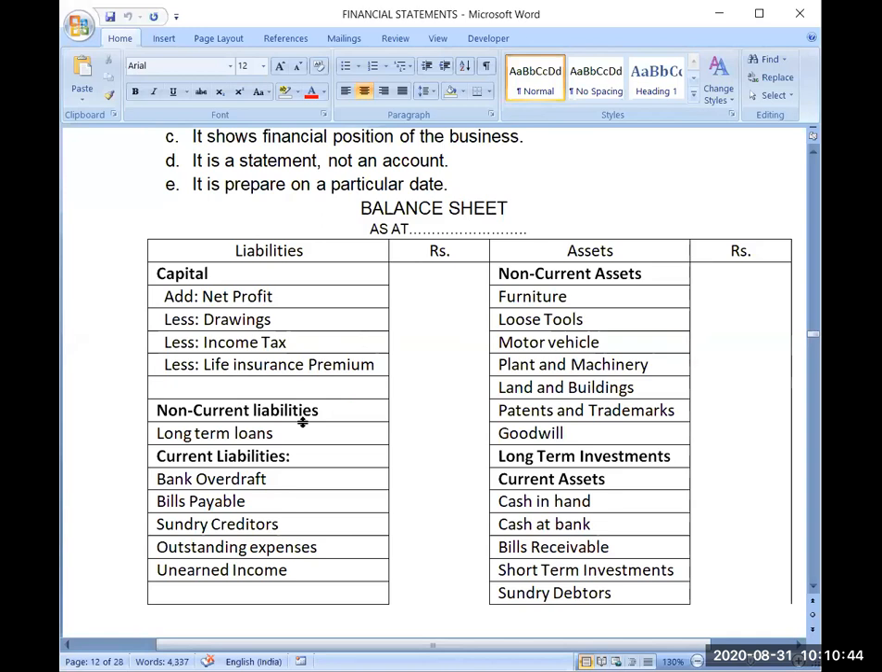Means these will not be repaid within 1 year. So the loan which you are taking in your business will obviously be paid after 4, 5, 6, 7 years. And if you are a large concern, maybe you are taking an amount for the long term, for 10 years, 12 years, 15 years, 20 years. So these are your non-current liabilities. The amount is not payable within 1 year. That's why it is termed here as long-term loans. So I hope the meaning of non-current liability is also clear.